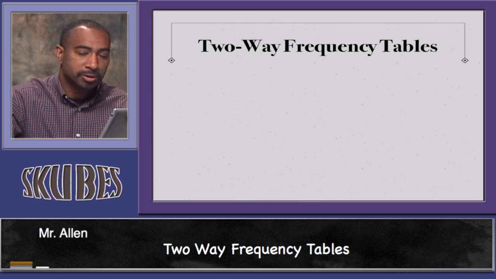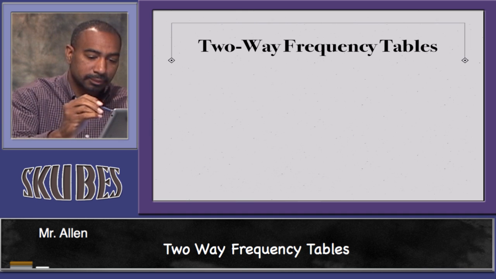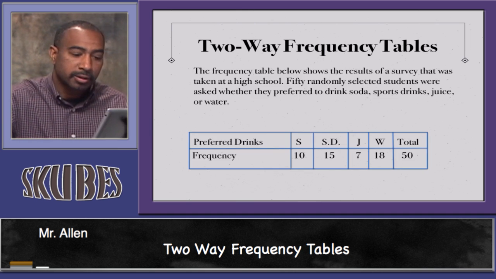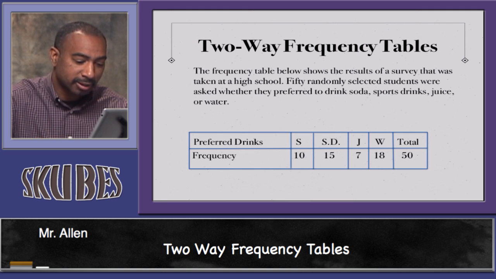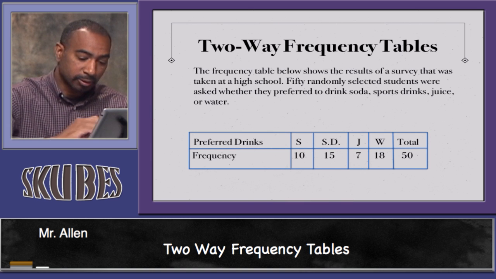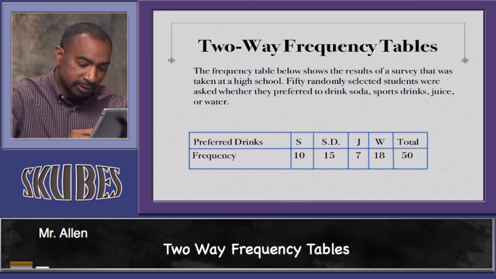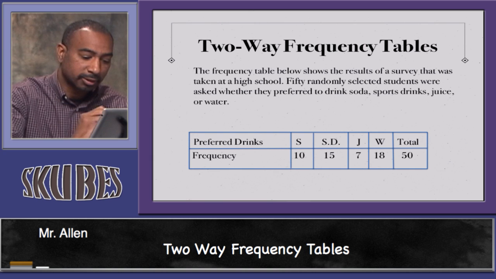Today's lesson will be on two-way frequency tables. The frequency table below shows the result of a survey that was taken at a high school. 50 randomly selected students were asked whether they preferred to drink soda, sports drinks, juice, or water. So according to the chart, 10 of the students preferred soda. I use S for soda.